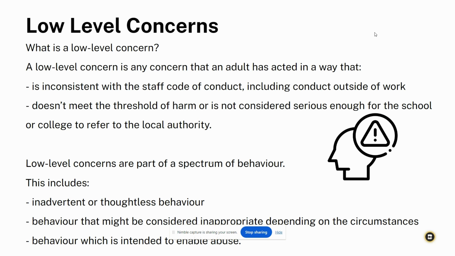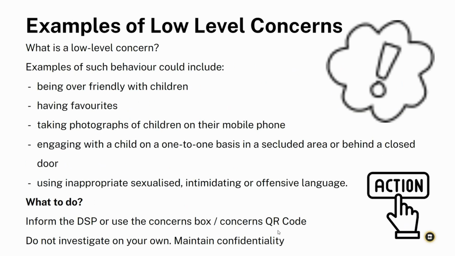Low-level concerns are part of a spectrum of behavior. It can be down to thoughtless behavior, behavior that might be considered inappropriate, or behavior which is intended to enable abuse. The reason more and more schools and organizations are reporting low-level concerns and tracking these is because people who have been found to abuse children begin by testing the boundaries. Examples of low-level concern include being overly friendly with children, having favorites, taking photos on personal mobile devices of students, engaging with a child on a one-to-one basis in a secluded area, using inappropriate, sexualized, intimidating, or offensive language.